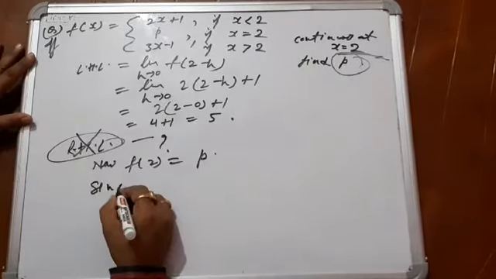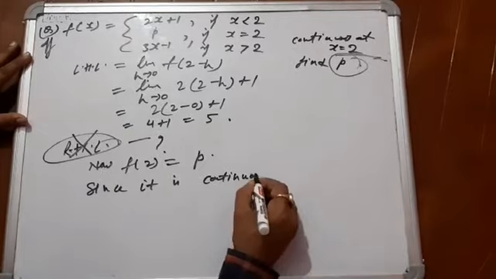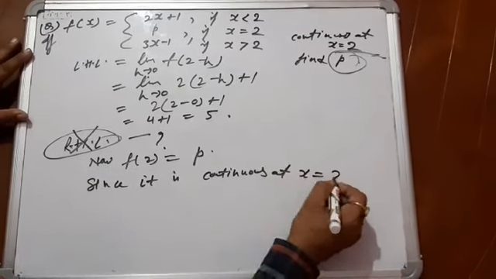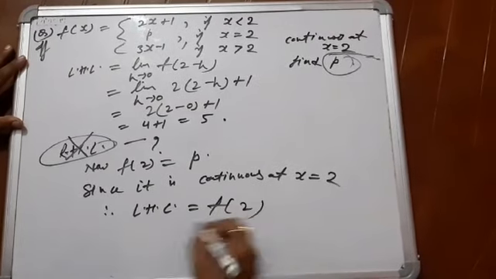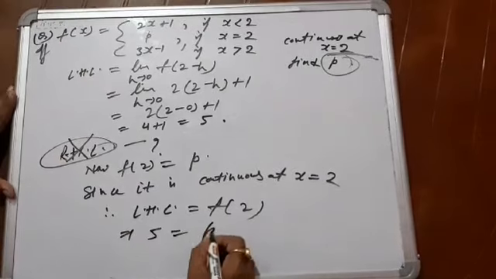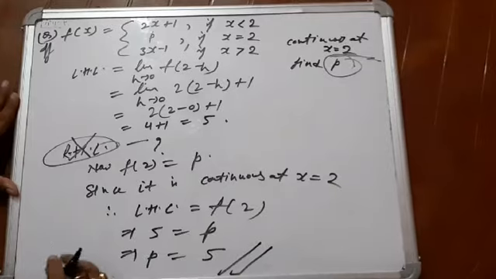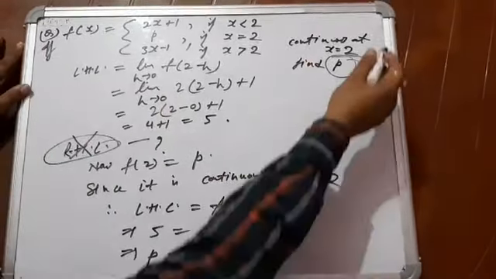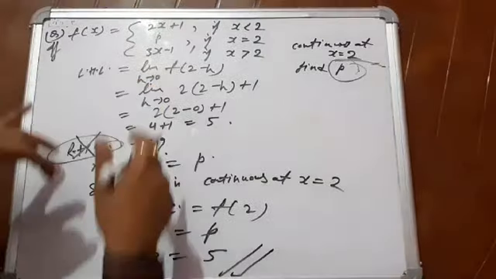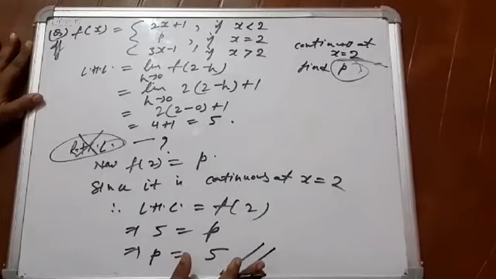Now, take the condition, since it is continuous at x equal to 2, therefore LHL is equal to f of 2, the value of the function. So 5 is equal to p, so the value of p is equal to 5. Understand? Means you are going to use the criteria what you have seen to find out the continuity of any function, so that the function is continuous or discontinuous. That criteria you are going to use here. Understood? Now come to the next question.